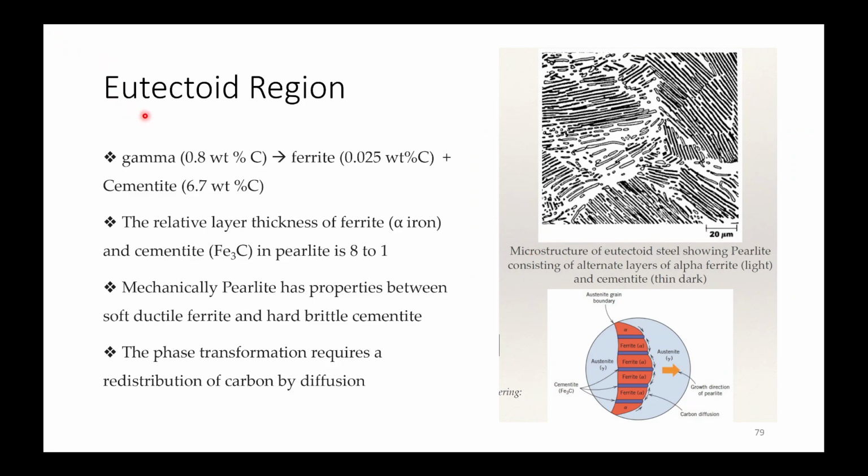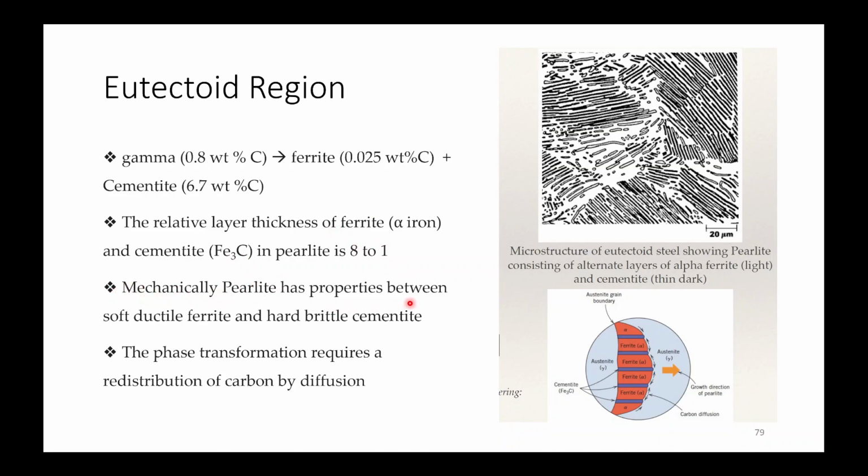In case of the eutectoid region, gamma, so here at 0.8 weight% carbon, it transforms into ferrite plus cementite. Ferrite will be having 0.025 weight% carbon. Cementite will be having 6.7 weight% carbon. And the relative layer thickness of ferrite and cementite in pearlite is 8 to 1. So 8 will be for ferrite, 1 will be for cementite.